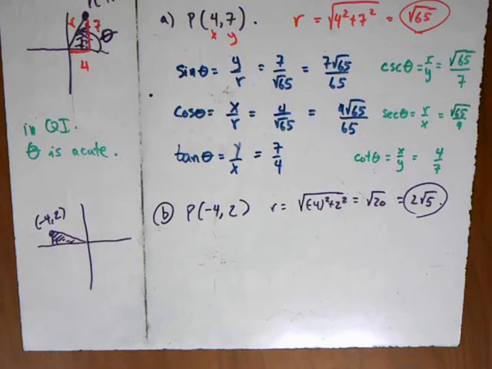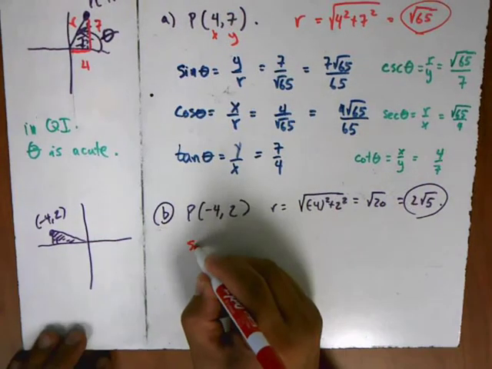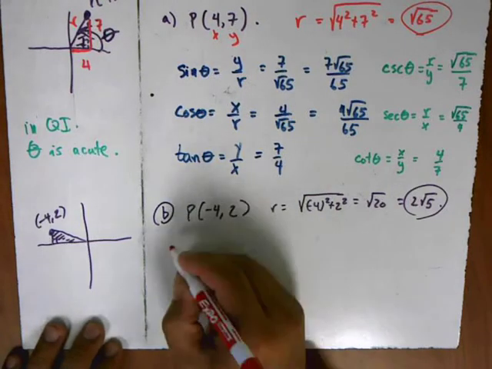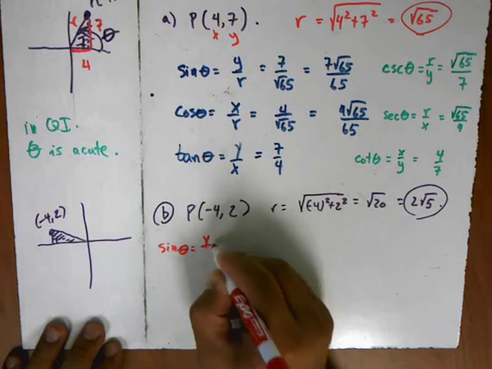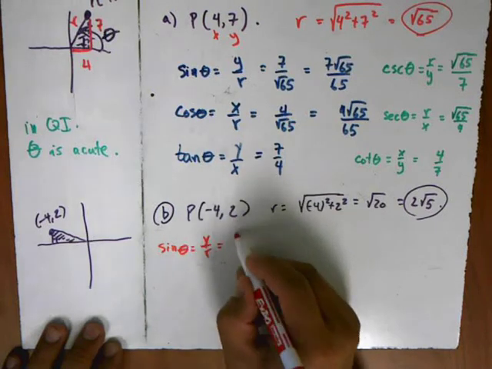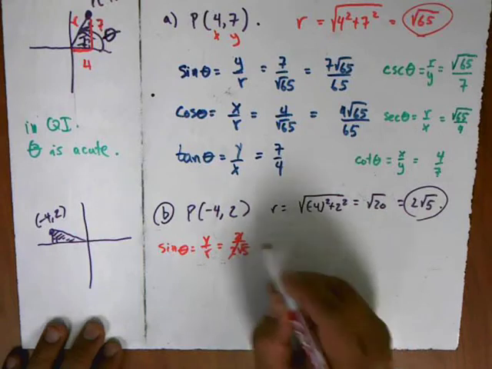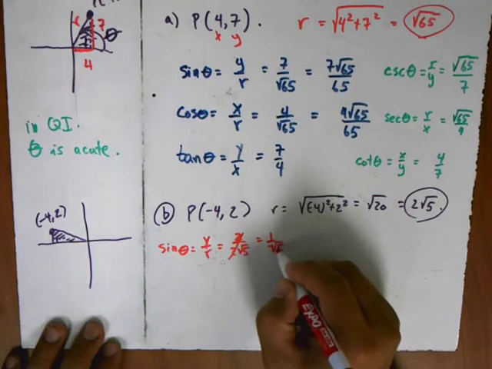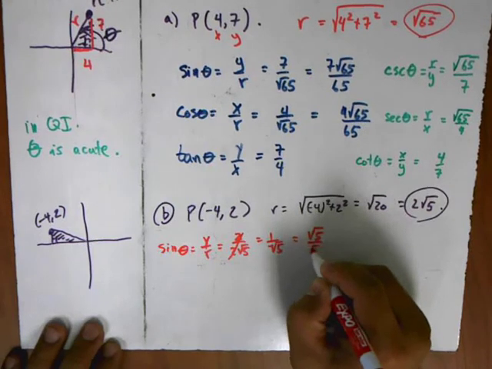And now let's look at our trig ratios. So let's start with sine. Sine of theta is equal to y over r, which gives me 2 over 2 square root of 5. And if I cancel those two, I get 1 over square root of 5. And once you rationalize the denominator, you get square root of 5 over 5.